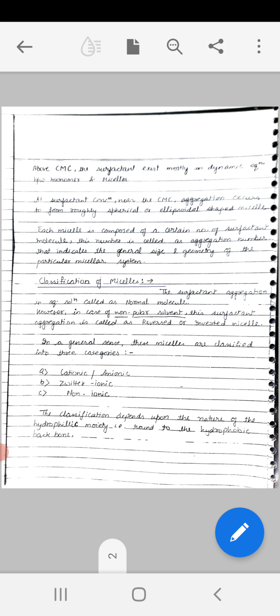Classification of micelles. The surfactant aggregation in aqueous solution is called a normal micelle. However, in the case of a non-polar solvent, this surfactant aggregation is called a reversed or inverted micelle. In a general sense, these micelles can be classified into three categories. First is cationic or anionic, second is zwitterionic, and third is non-ionic. The classification depends upon the nature of the hydrophilic moiety that is joined to the hydrophobic backbone.